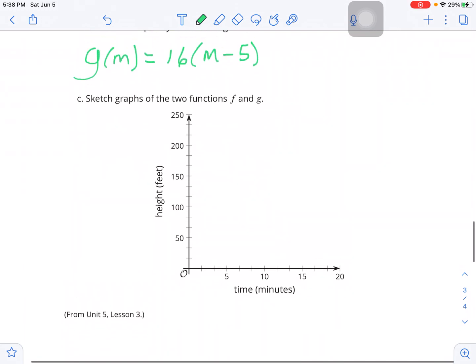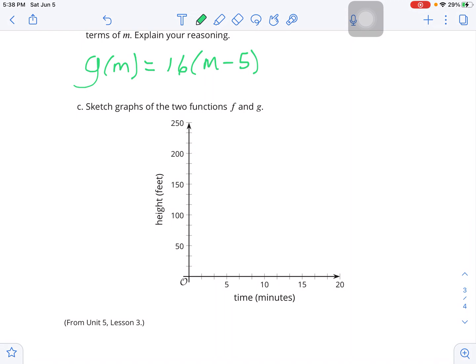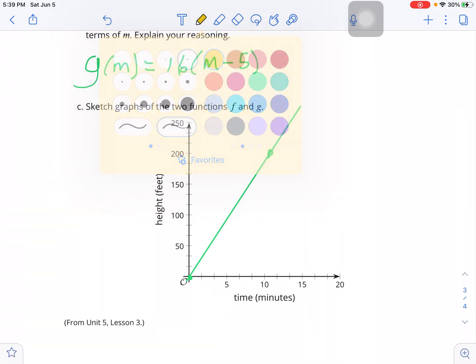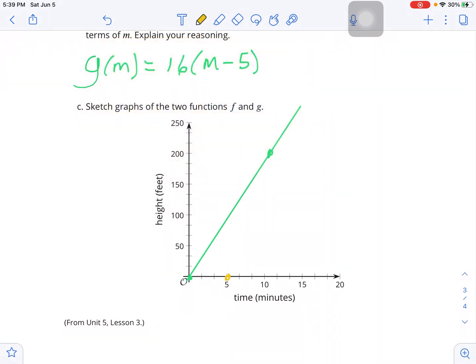So we want to sketch the two functions f and g. So the function f starts out at 0, 0 here, 0 time, 0 height, and then at 12.5, it's up to 200 here. So we can draw that in like that. And then the next one, at 5 minutes later, it's still at 0, but the speed is the same. So we're just going to make that a parallel line to the first one. It's rising at the same rate.